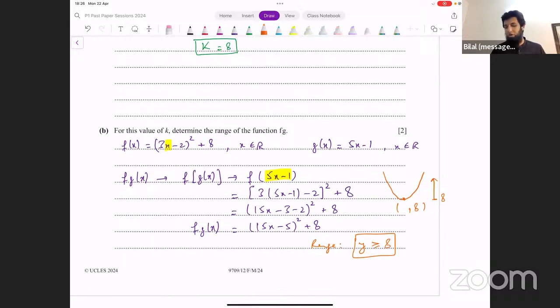You can write it like this, or you can say f of g of x is greater than or equal to 8. You can write it both ways. That's the range of this function. Just treat it like a normal quadratic function and find the range of that quadratic function like you would normally do. Okay, let's move on.